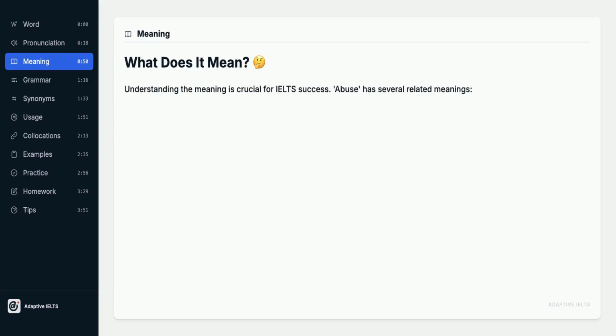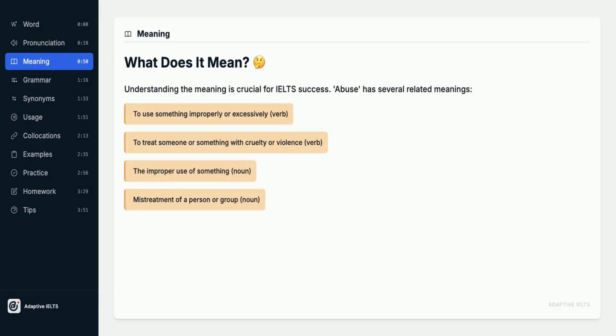Understanding the meaning is crucial for IELTS success. Abuse has several related meanings. 1. To use something improperly or excessively, verb. 2. To treat someone or something with cruelty or violence. 3. The improper use of something, noun. 4. Mistreatment of a person or group, noun. In academic contexts, it's often used to discuss the improper use of resources, power, or rights.